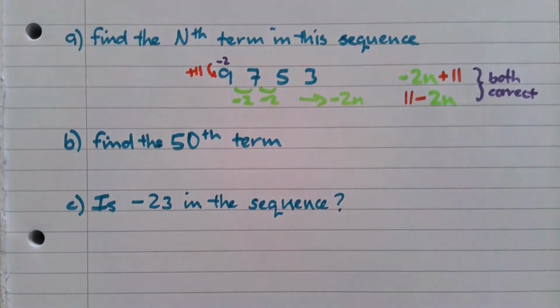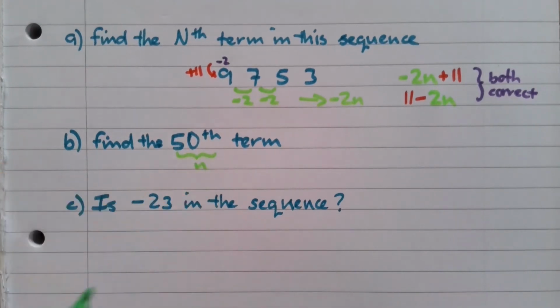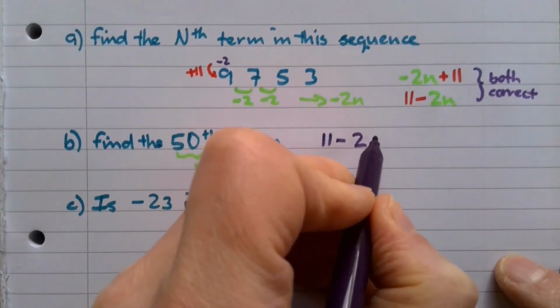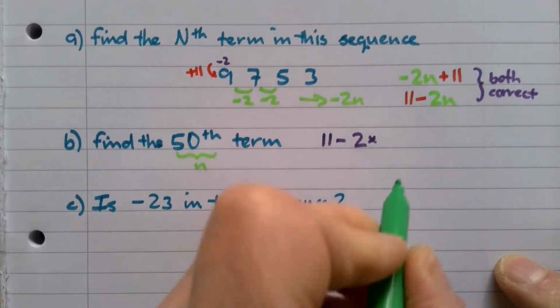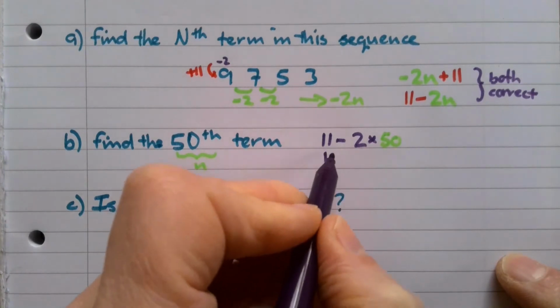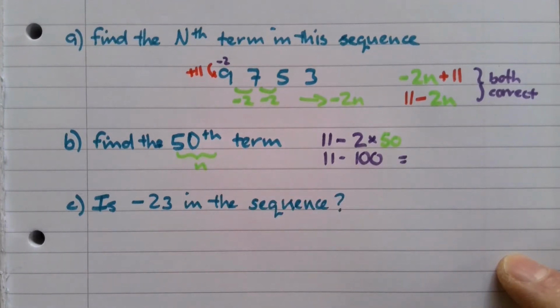You just need to be aware that you can see them both ways around. So find the 50th term. So like before, the 50 bit is your n number. So what we're looking to do here is we've got 11 and we're taking away 2 times your n number, and your n number is 50. So that's going to be 11 take away 100, which is equal to -89.